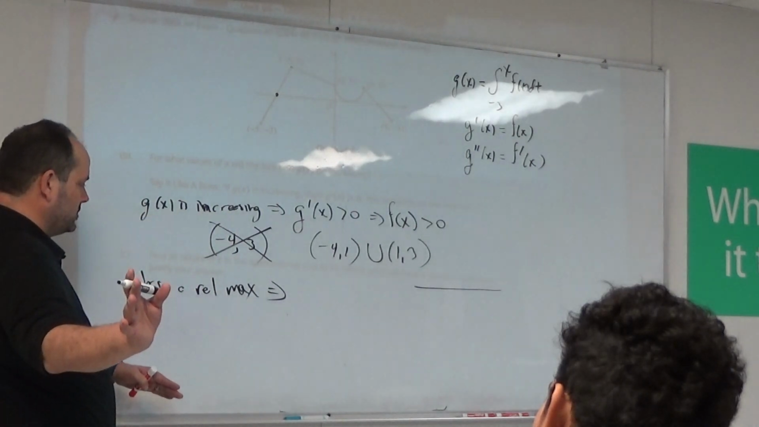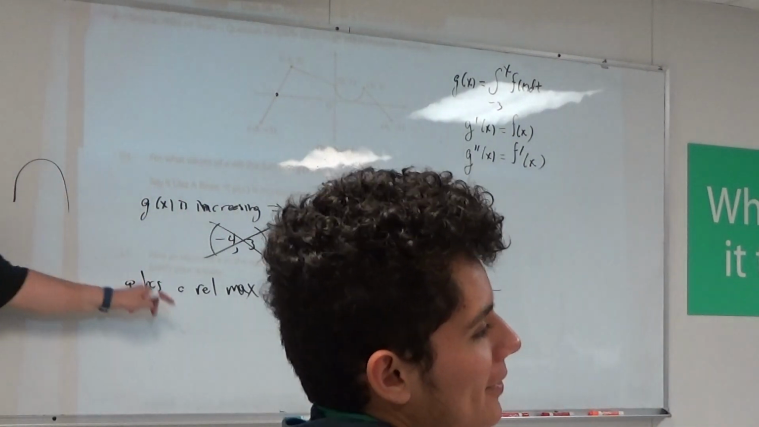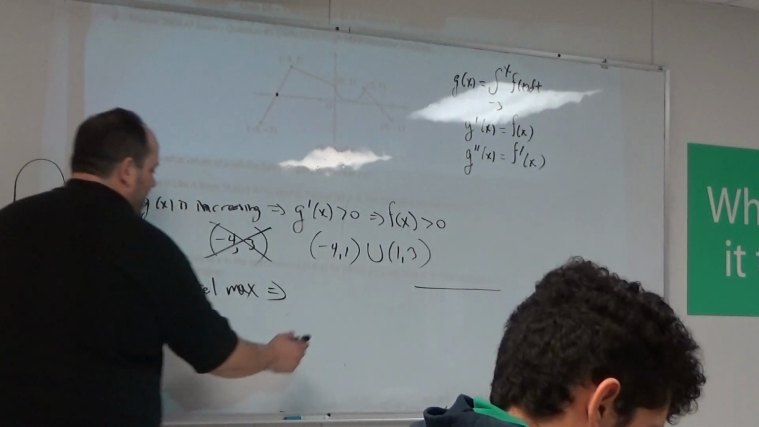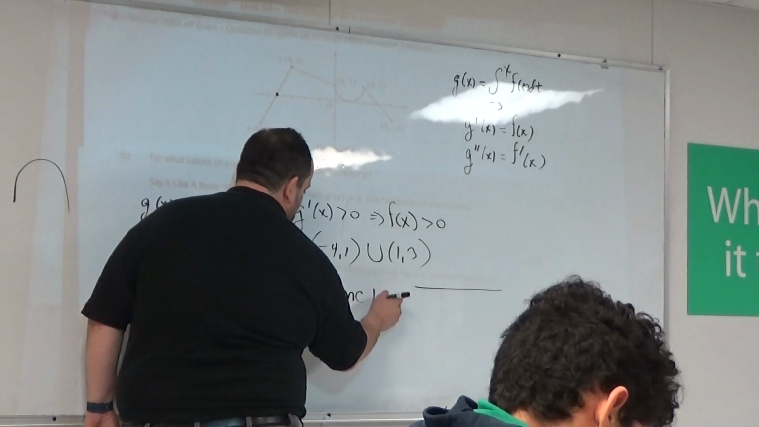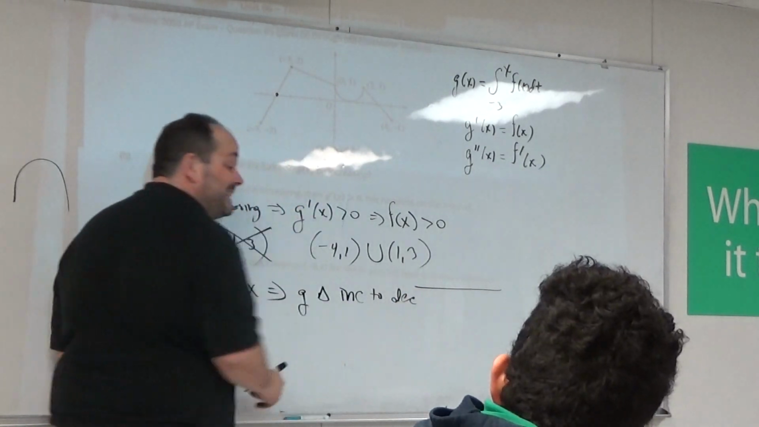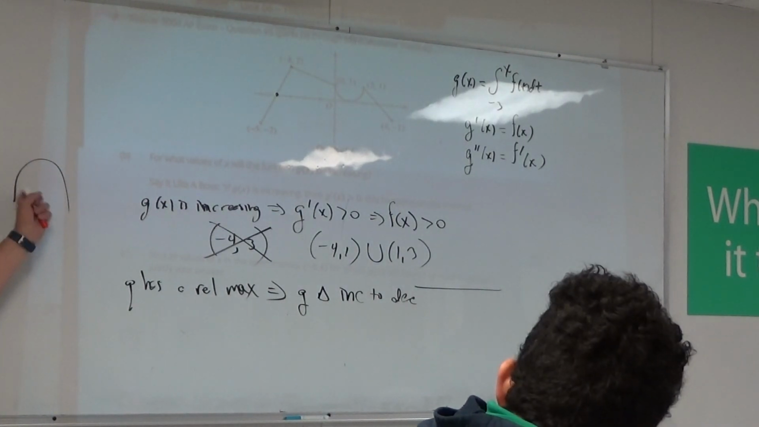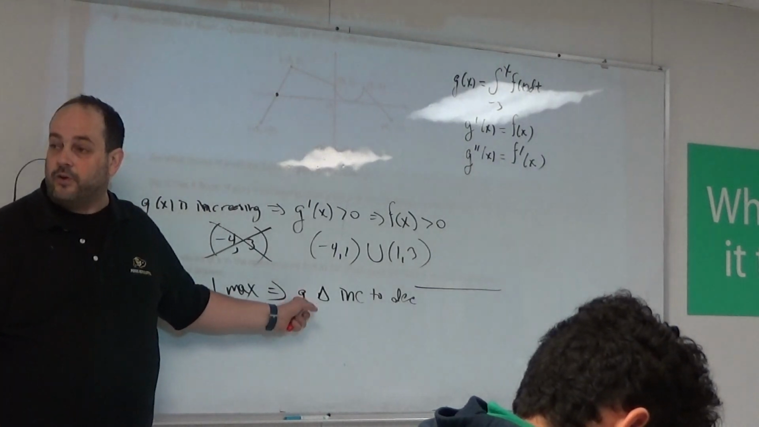You're right, but tell me which function. F of x. If this is your relative max, what Diego said is something changes from increasing to decreasing. G changes from increasing to decreasing. That's true. G, not G prime. G has the relative max. The problem is I don't have a graph of G.